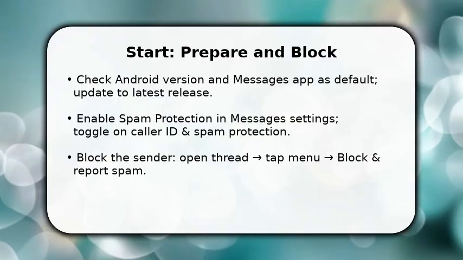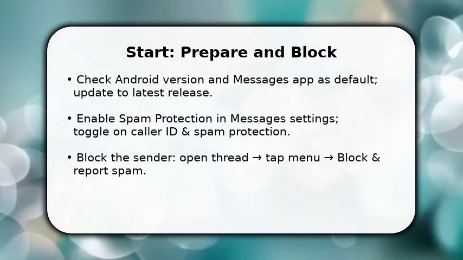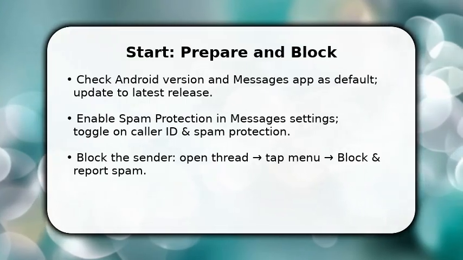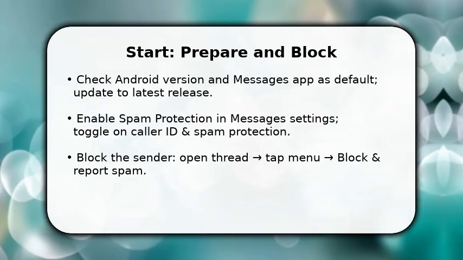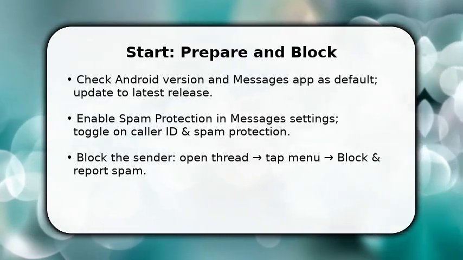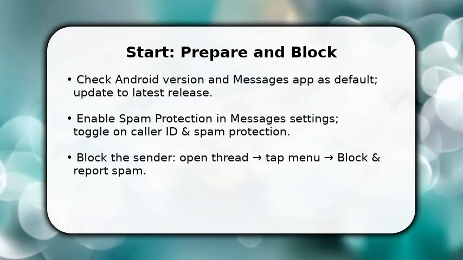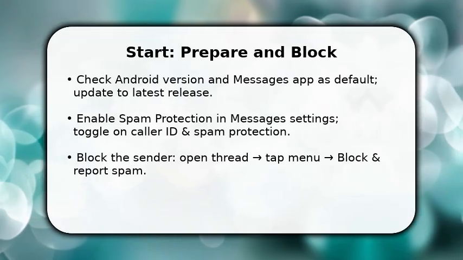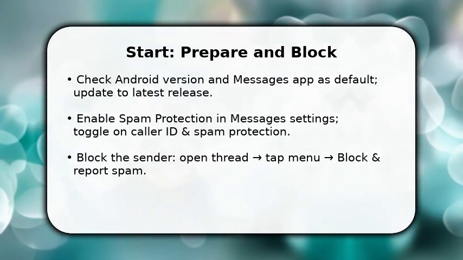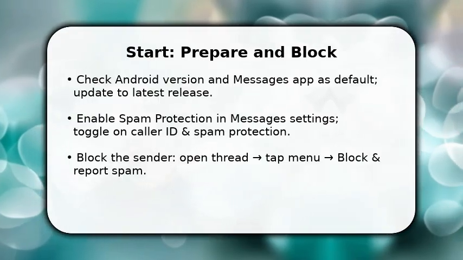Enjoy the video. You start by confirming your Android and Messages app are up to date so built-in protections work. Next, enable spam protection in Messages settings. This trains Google's filters to catch common spam. Once done, open the unwanted thread and use the menu to block and report spam. That immediately stops messages from that sender and feeds data into the filter.